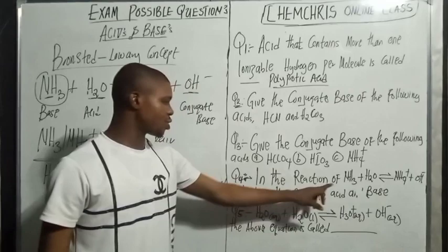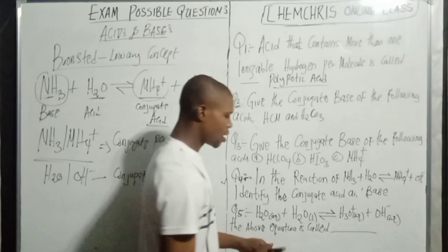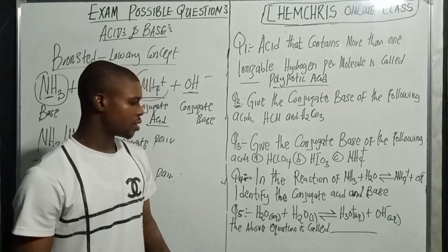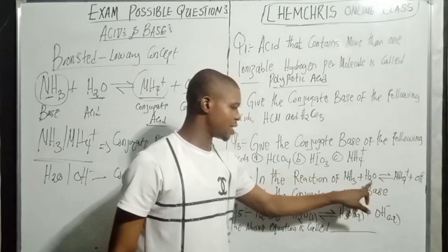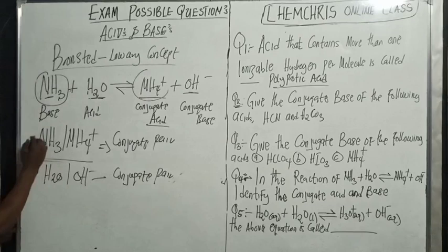In the reaction here, we have HNO2 plus H2O. Identify your conjugate acid base pairs. This one moves to this one, they are conjugate base pairs. This one moves to this one, they are called conjugate pairs. So the search will identify them. So this is the answer. You can see as it is.